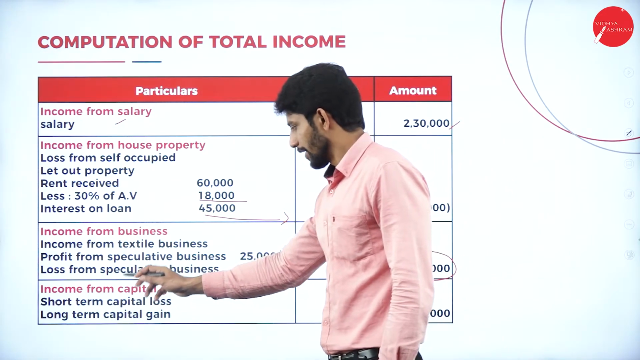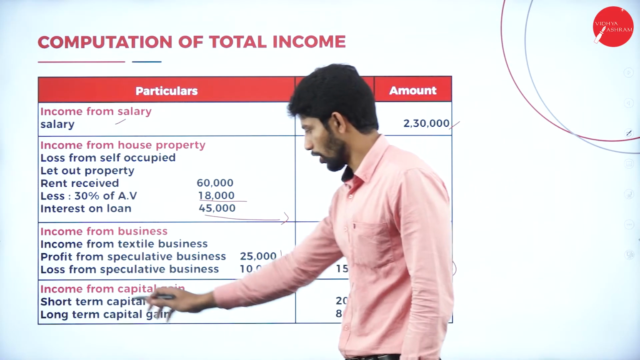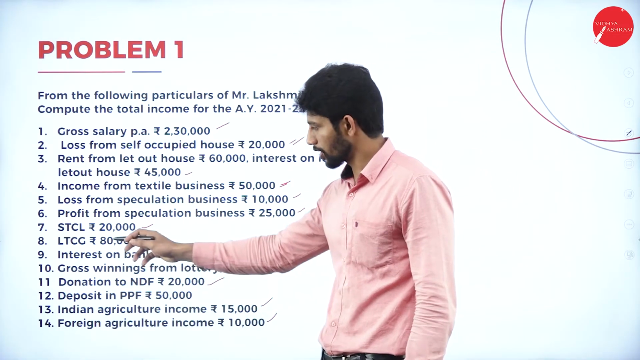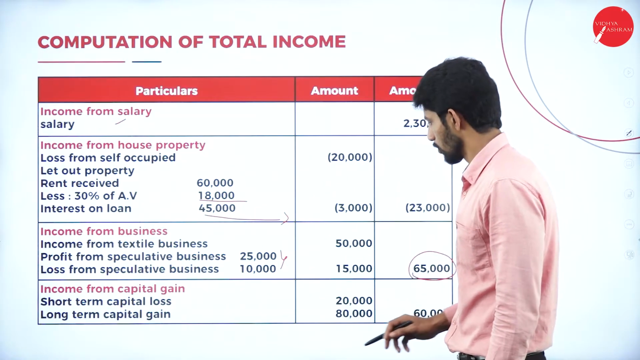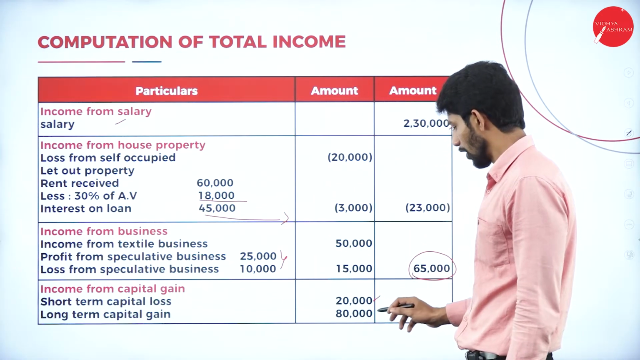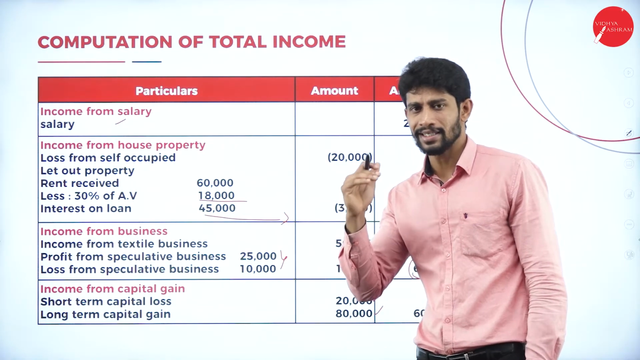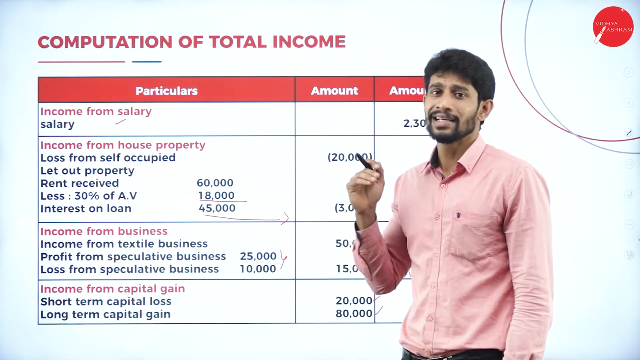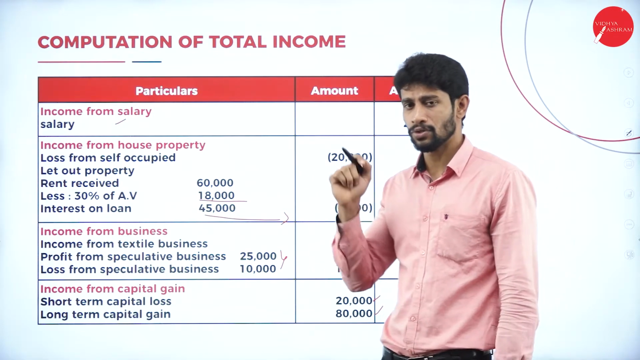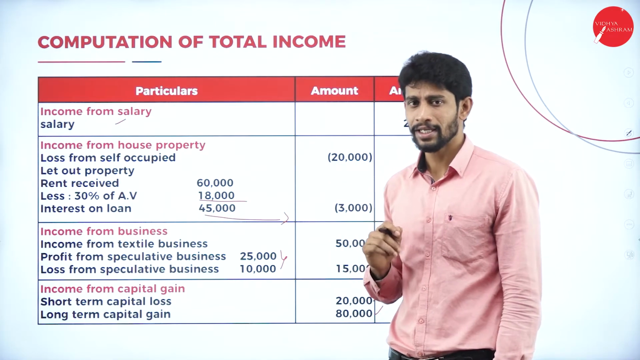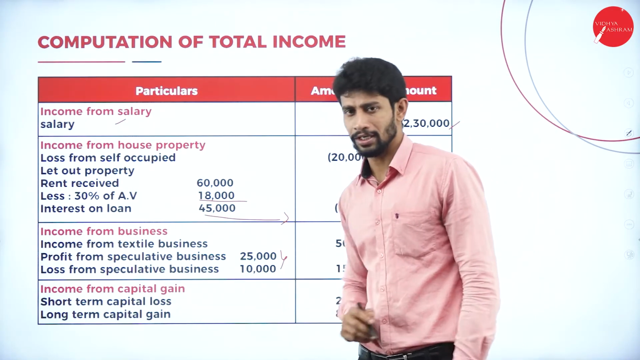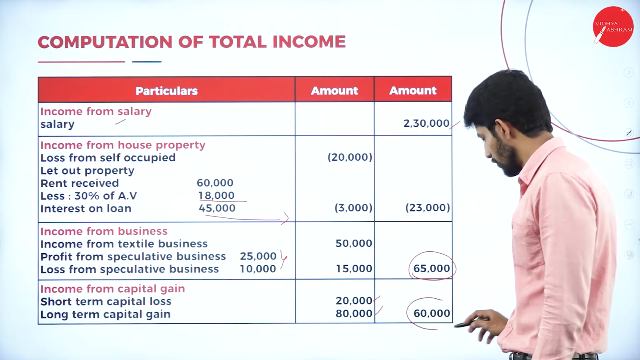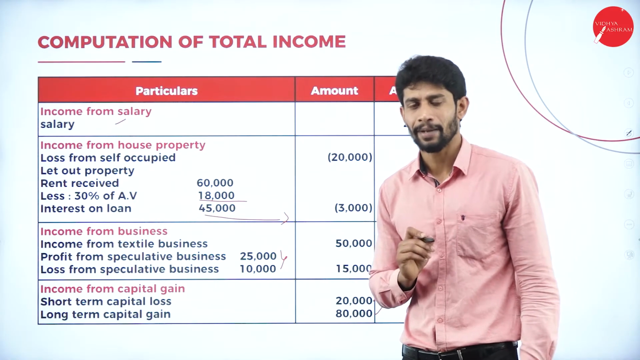Next, moving on, income from capital gain. So short-term capital loss. What is the short-term capital loss? We have 20,000 and long-term capital gain we have 80,000. So short-term capital loss 20,000, long-term capital gain 80,000. So if there is any loss with respect to capital gain, you can set off the loss with gain. So if there is any gain with respect to long-term capital gain, you can set off the short-term capital loss. So set off this 20,000 from 80,000, you will get balance 60,000. This 60,000 is income from capital gain.